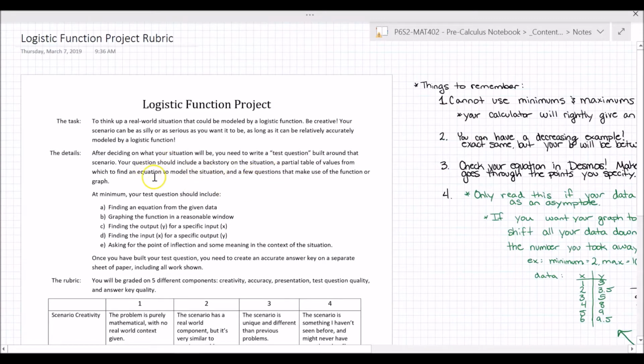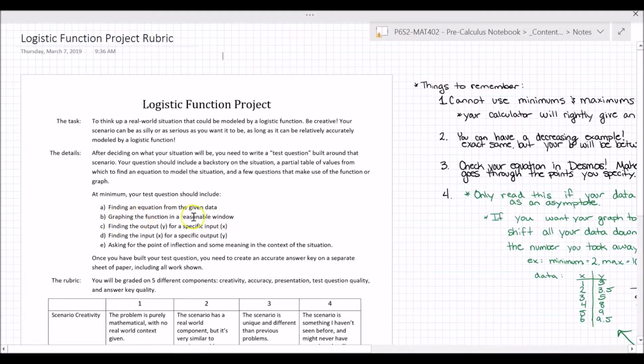And then I want you to think of yourself as a teacher and you're asking somebody else to interpret that graph and that function. So it says at the minimum your test questions should include finding an equation from the given data. That's probably the most important mathematical part. Can you pick 2 points from the data and find the equation of that? I went over how to do that in the last video, that introduction to logistic functions video. We looked at 2 examples, and I will put up the answer keys to questions 3 and 5 as well. That will give you 2 more examples on how to find the equation.